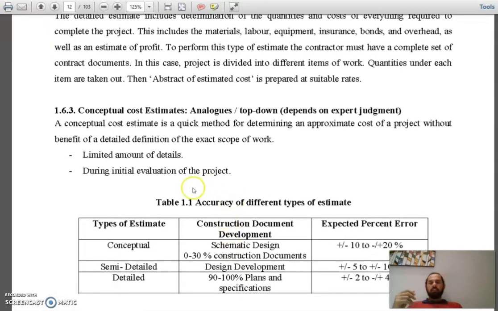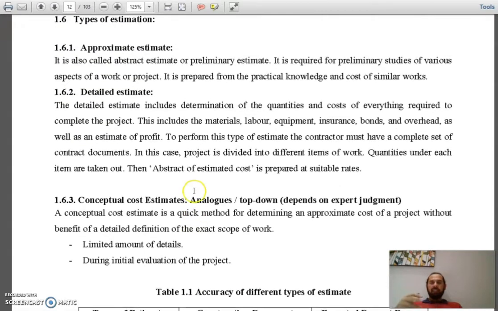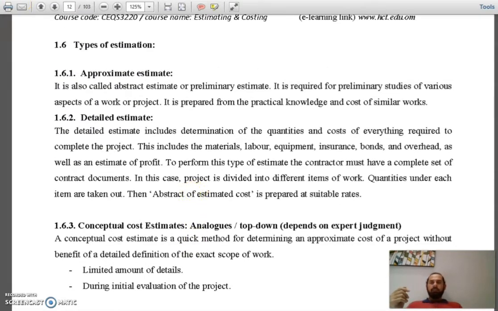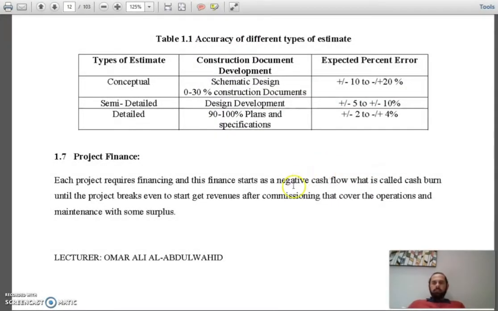So these are the information about the detailed and conceptual estimates, the types of estimates. Now let's talk about the project finance, how you finance your project. It's very important nowadays in our projects to think about how to get sufficient money to work in this project, to make it go on until we get the cash in.